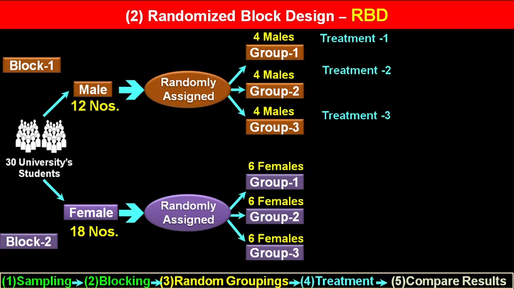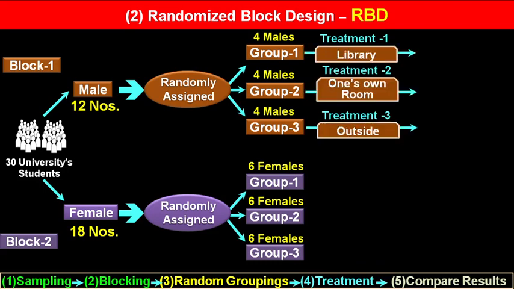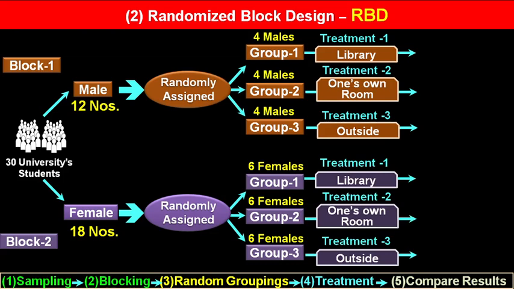Now the treatments are applied. The treatment one means the group 1 will study in library, group 2 will study in their own room, and group 3 will study outside. In the same way, in male and female both the groups, in the female, group 1 will study in library, and group 2 will study in their own room, and group 3 will study outside.